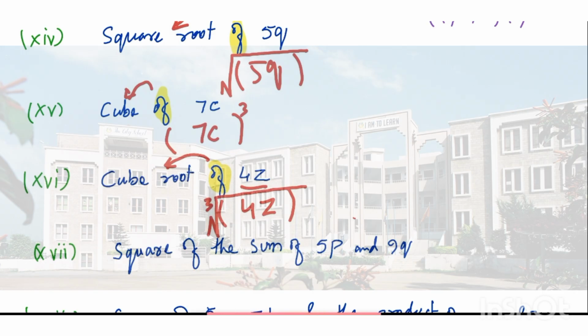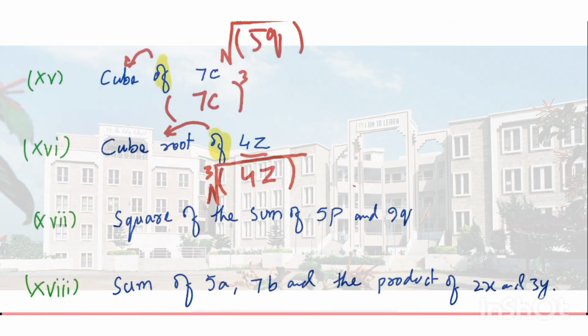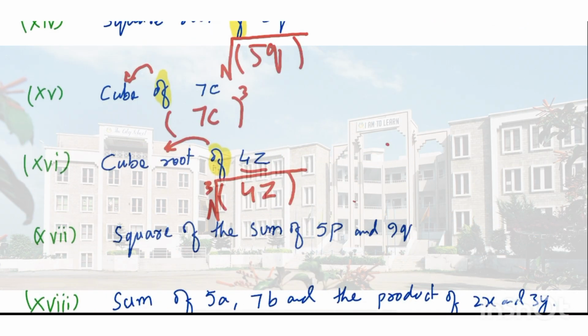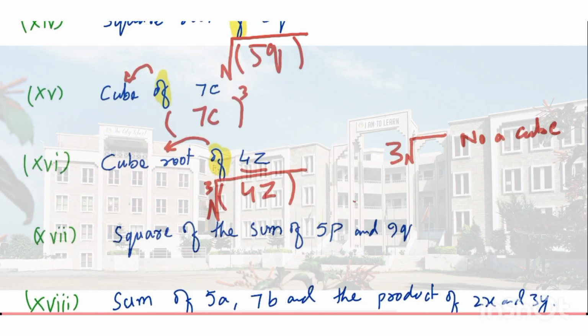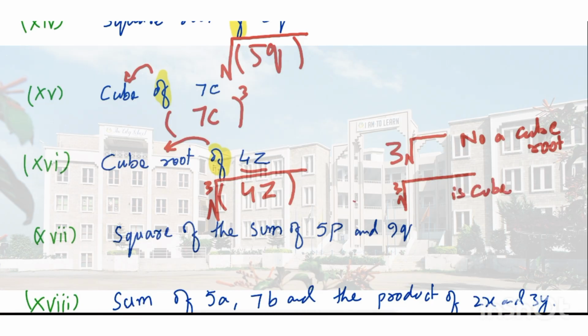3 is a smaller number representing that this is a cube root, and remember that this is not a cube root, but this is a cube root. So you can see the positioning of the number is describing what that number is. Okay, so this is a cube root, and the previous one is not a cube root.